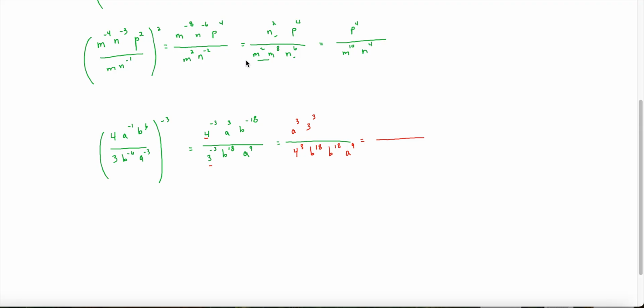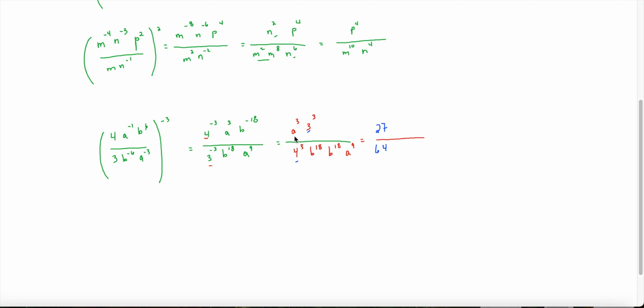Okay, so notice we have the 3 cubed, right? So that's just going to be 27. I'll write that down. So we took care of that. 4 cubed is 64. So I'll write that down.